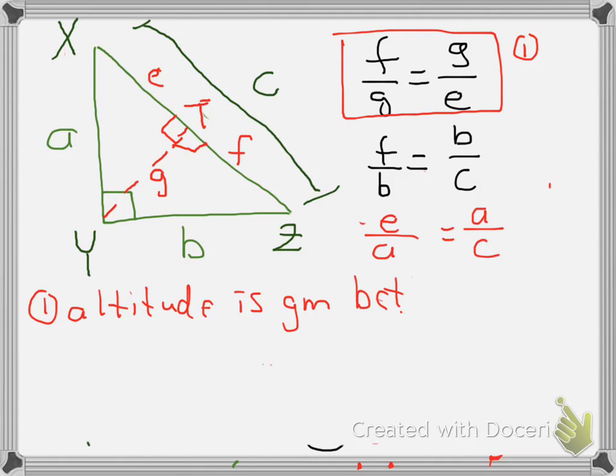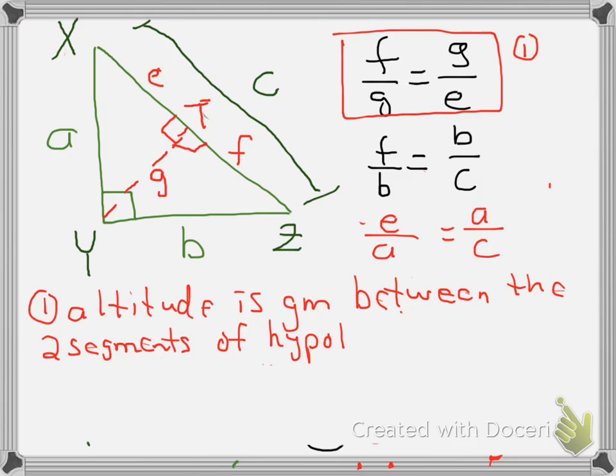between the two segments of the hypotenuse. And secondly, these second two proportions both deal with the legs of the original right triangle. Notice that B is a leg of the original right triangle, and so is A. They are both geometric means.